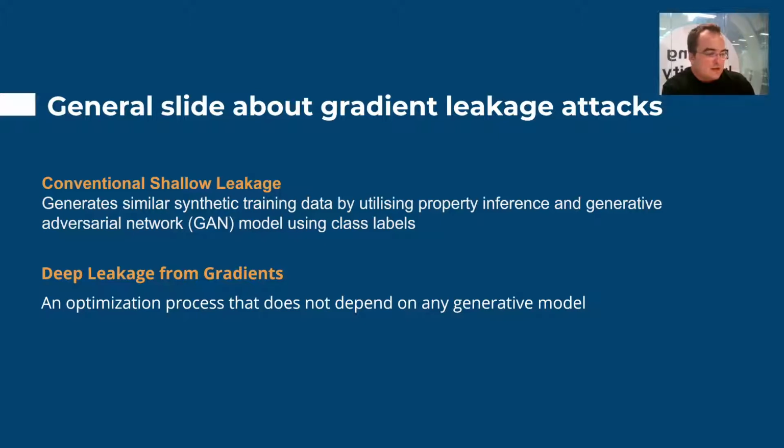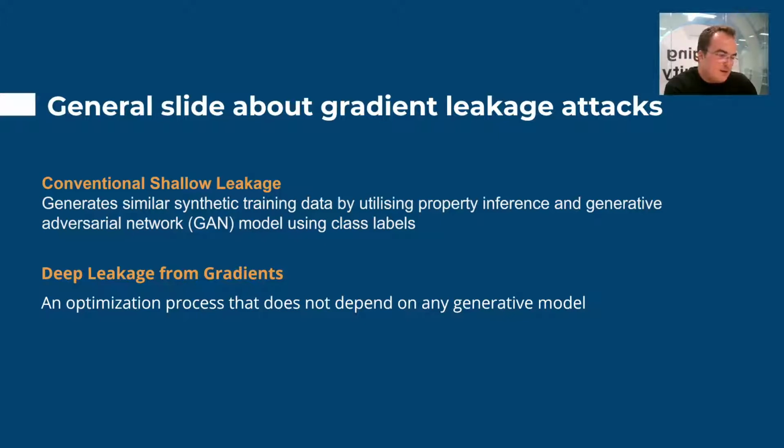So once we've set the scene with distributed training, we jump back to our 2 types of leakage attacks. One of them is called conventional shallow leakage, CSL, and the other one is deep leakage from gradients, DLG. Again, these terms are all taken from research papers, so hopefully the acronyms will become clearer. But this is what we are given now.